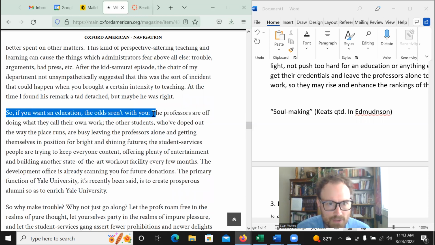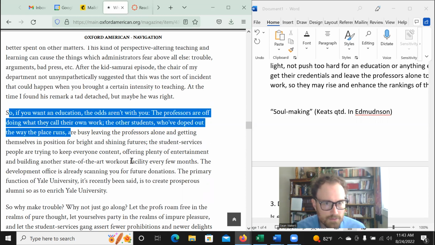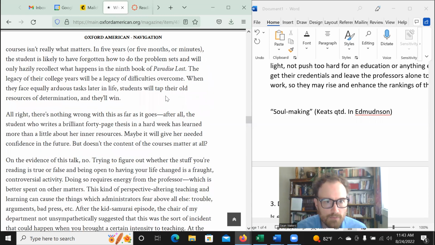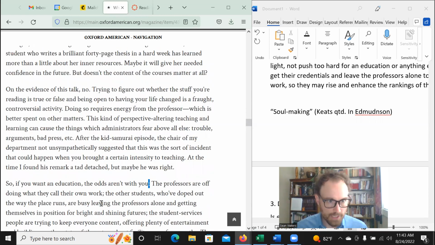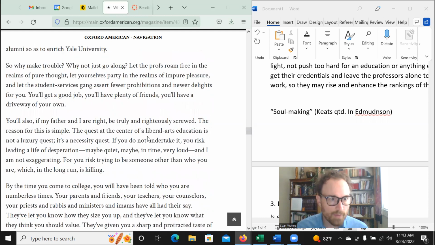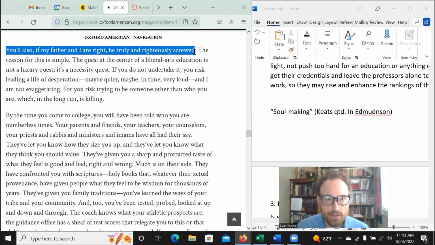If you want an education, the odds aren't with you. Professors, students, student services. This is legit. So I'm going to mark both of these. We have the soul making, and if you want an education, the odds aren't with you. Why make trouble? Why not go along? You'll also find, if my father and I are right, you'll be truly and righteously screwed.